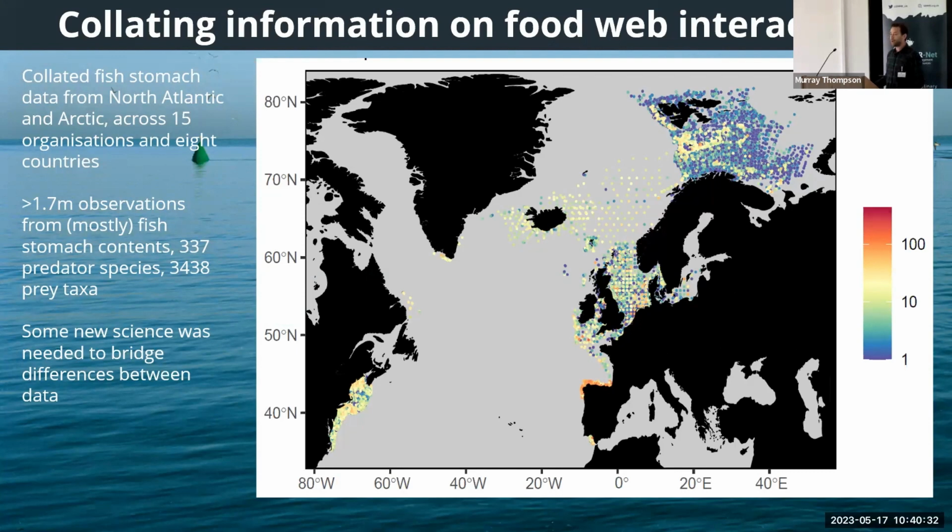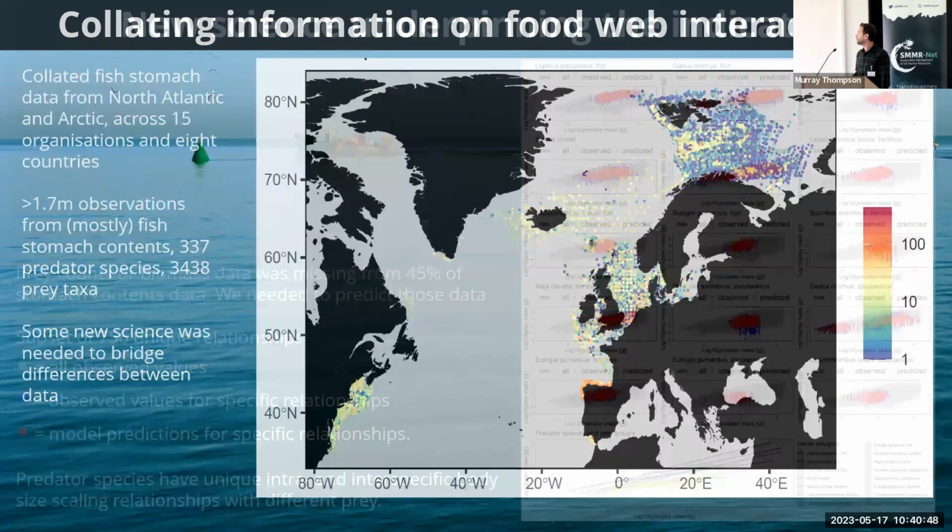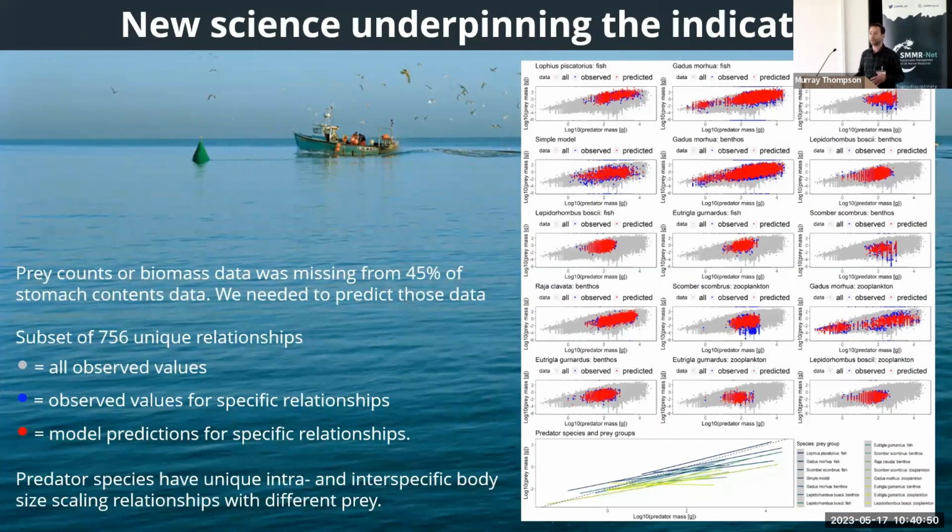taxa. But we needed some new science because the way the data had been collected and reported, they had some really important differences. So sometimes there was prey occurrence, sometimes counts, sometimes biomass. And that was a bit of an issue to make comparisons effective across these different ecosystems. So the new science we developed was we use predator-prey scaling relationships to predict this missing data, as it were. So we had 45% of the data were missing some of this information.